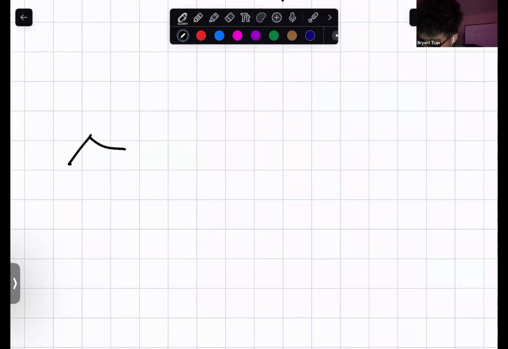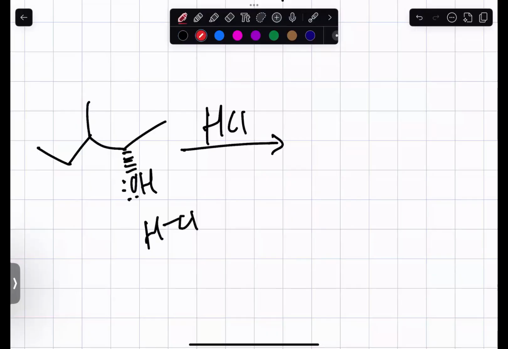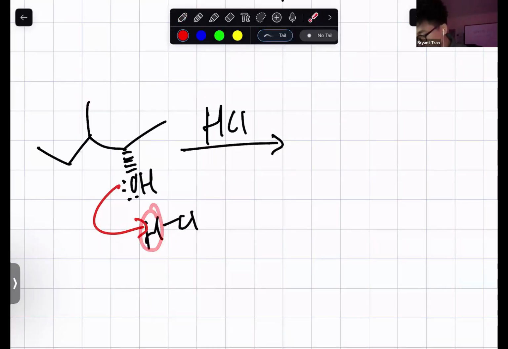Let's say we have something like this, and we react it with HCl. Describe to me the mechanism, like what you would do first here. I know the lone pair on oxygen attacks the hydrogen, and the hydrogen breaks off from the chlorine. Yeah, it breaks off from the chlorine, but how would it do that? Like what happens to this bond right here that has 2 electrons? Where would the 2 electrons of this bond go?